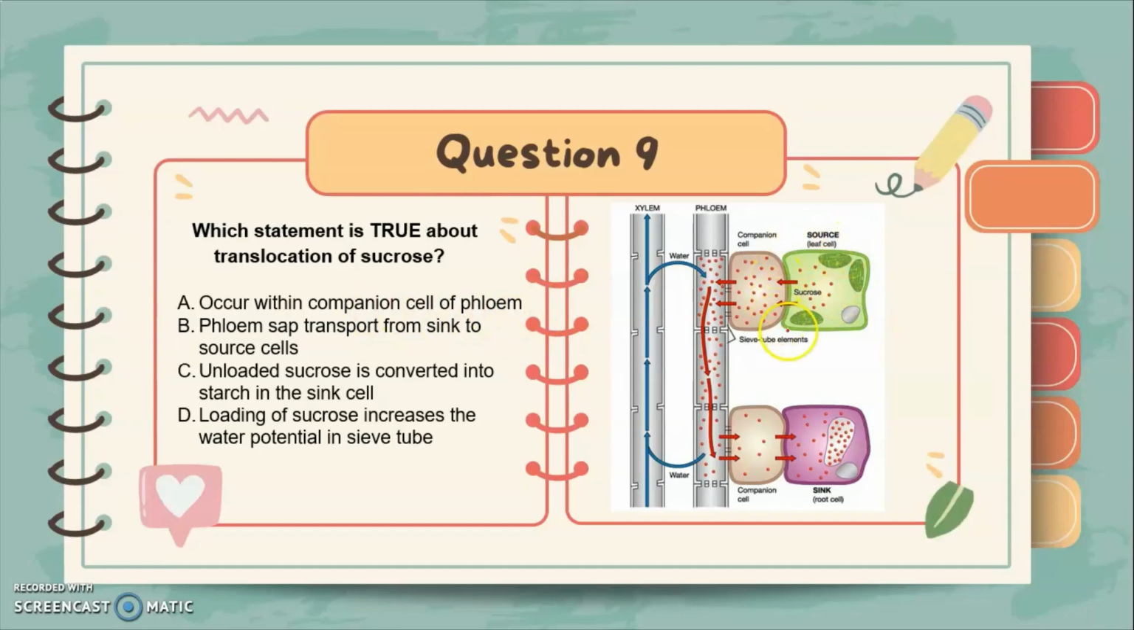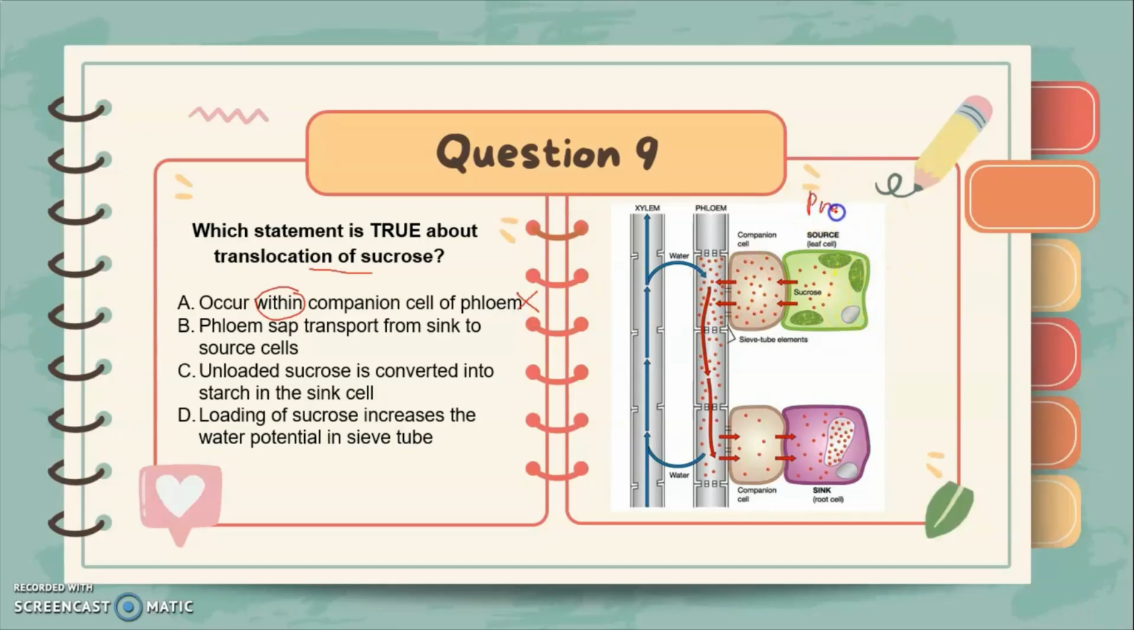Kalau you all tengok di sini, dia bermula daripada source cell, yang mana adanya sucrose ataupun kita katakan organic compound. So dia akan will be transported actively from source cell into the sieve tube. So means translocation of sucrose bukannya berlaku di dalam companion cell. Dia merentasi companion cell secara pengangkutan aktif. So salah. Phloem cell transport from sink to source cell.